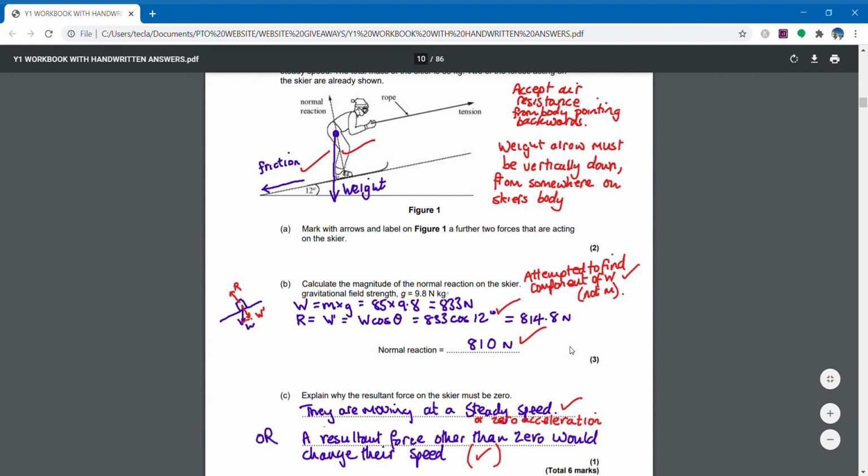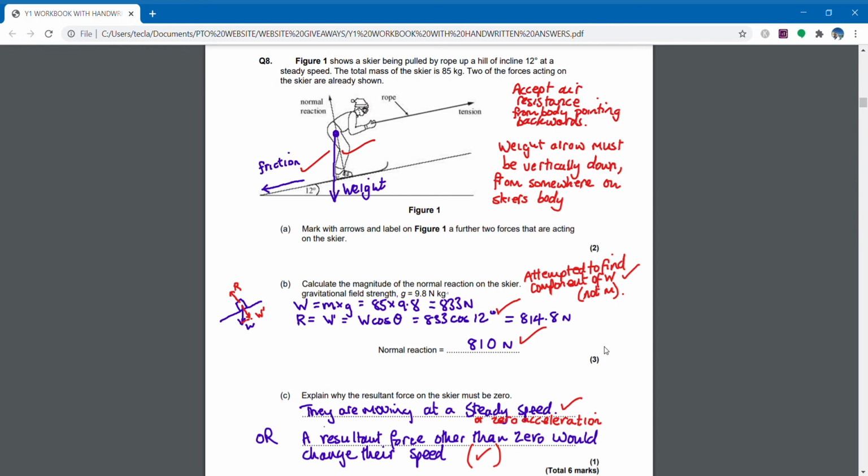Part B, calculate the magnitude of the normal reaction on the skier. Gravitational field strength is given as 9.8. The first thing is to find the weight. W equals m times g, so it's 85 times 9.8 equals 833 newtons. And then the normal reaction force is going to be equal to W dash, which is a component of the weight, if you see my little diagram here.